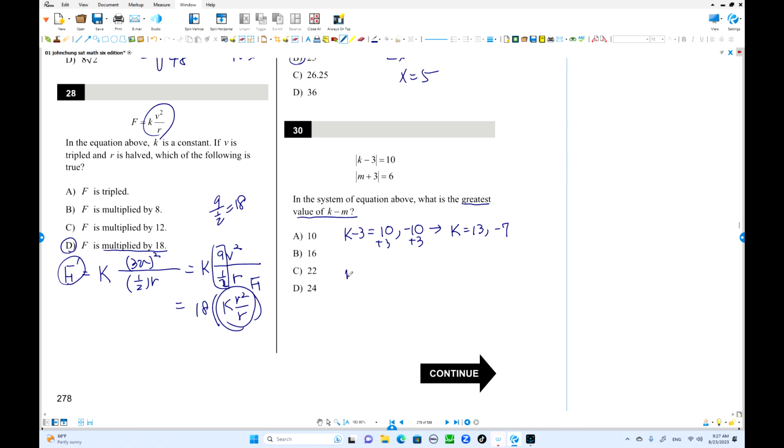The next one, m plus 3 equals 6 in absolute value, means the inside can be 6 or negative 6. When you subtract 3 from both sides, m equals 3 and negative 9. What is the greatest value of k minus m? Greatest over your smallest one. 13 minus negative 9 equals 22. 13 minus 3 is only 10. So 22 is the greatest value.